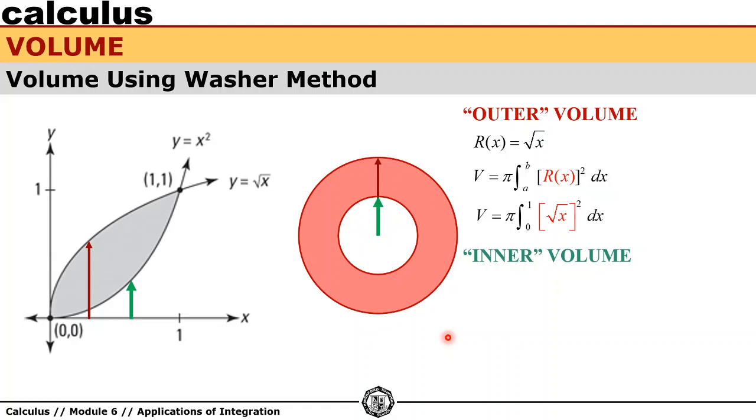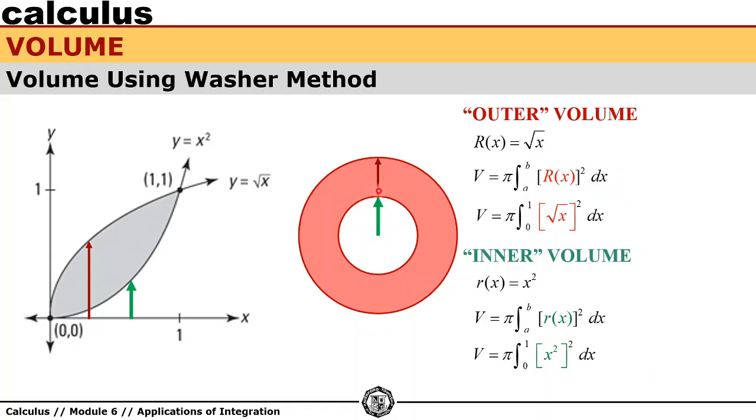All right. So volume on the inner side, here we go. The little radius, little r of x, is going to be defined by x squared. That is the bottom portion of this region here, and this green line will always go up to x squared to make the inner radius. So the inner volume is going to be found by doing the integral of the little radius squared multiplied by pi, and in this specific question, that means we're going to do the integral of pi times the integral from 0 to 1 for x squared, the quantity squared.